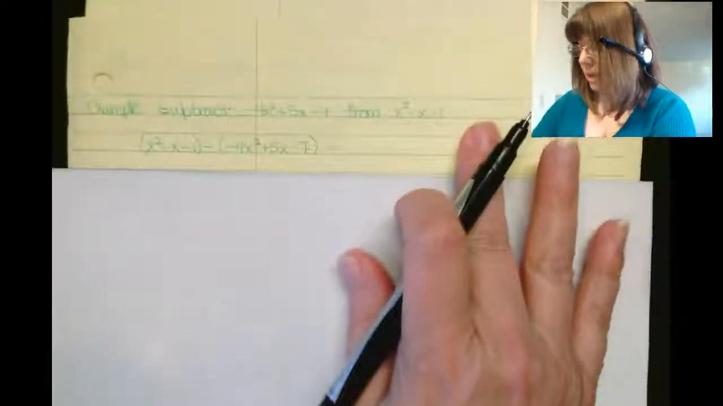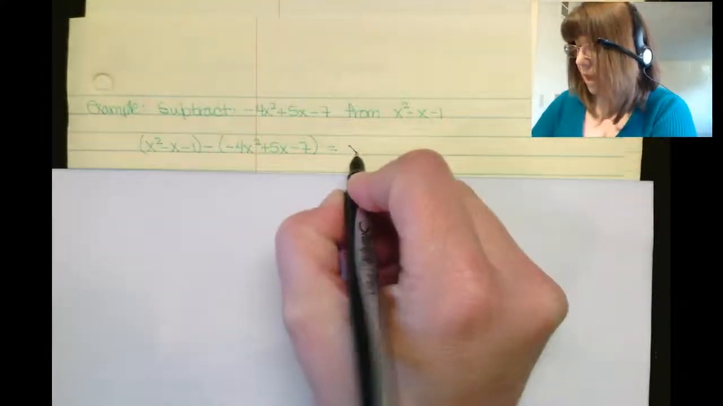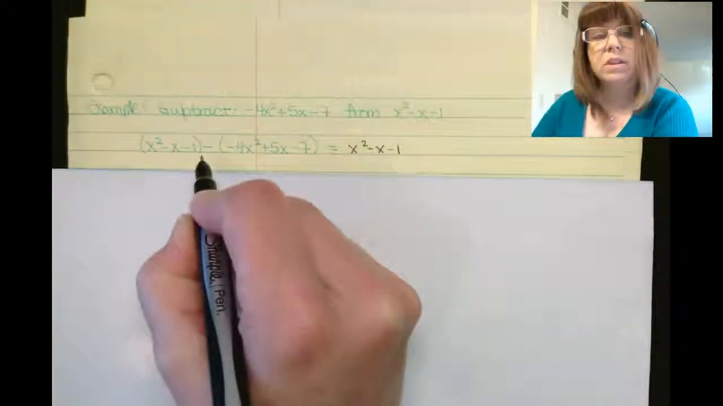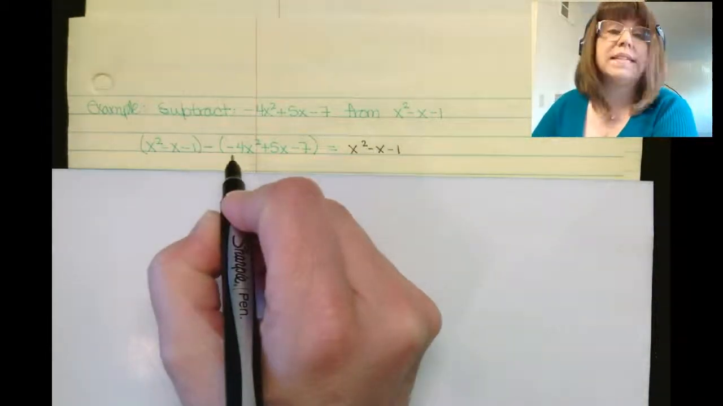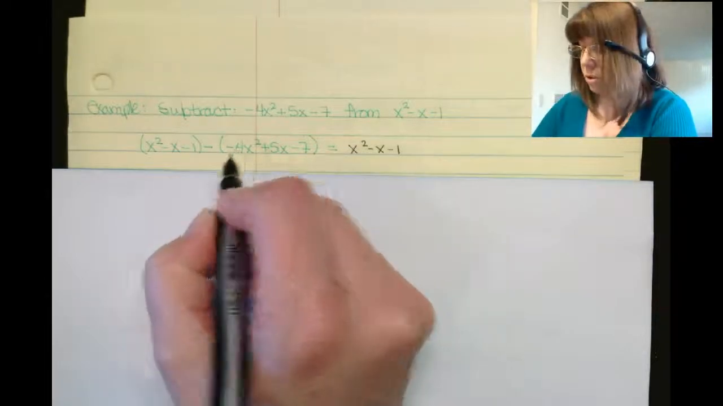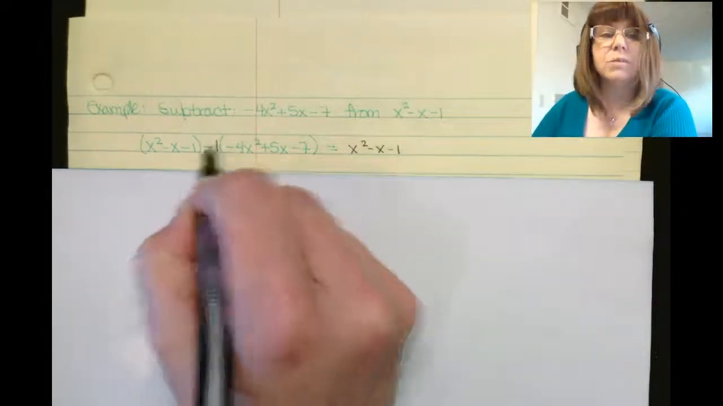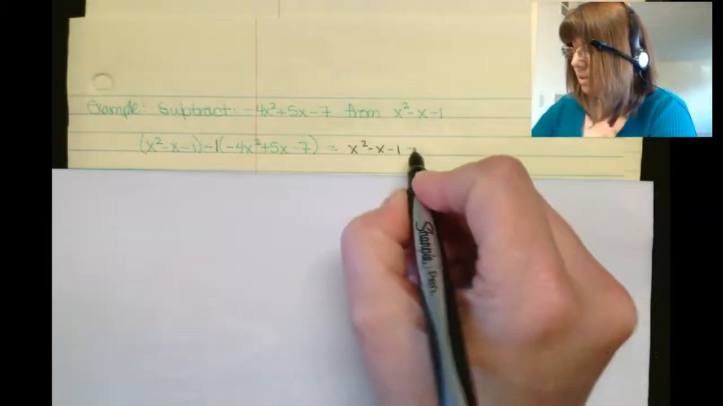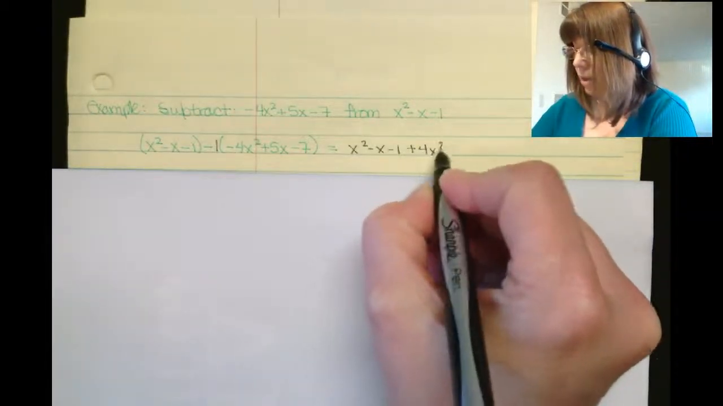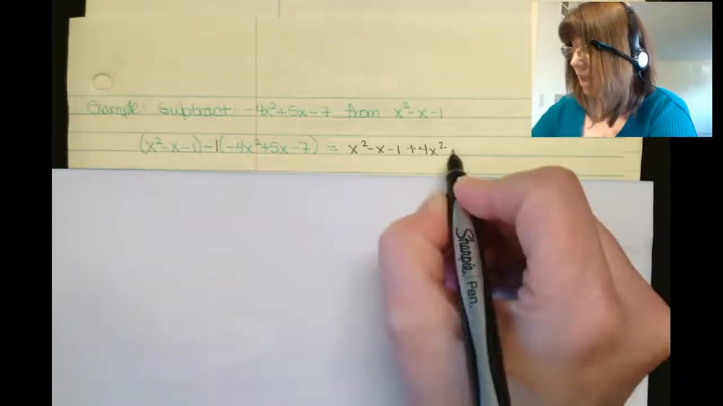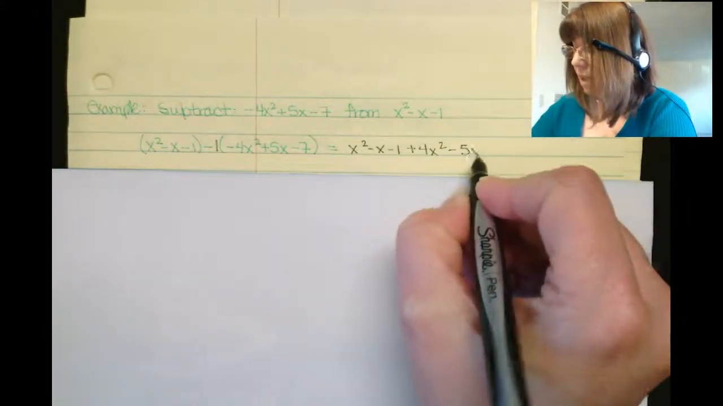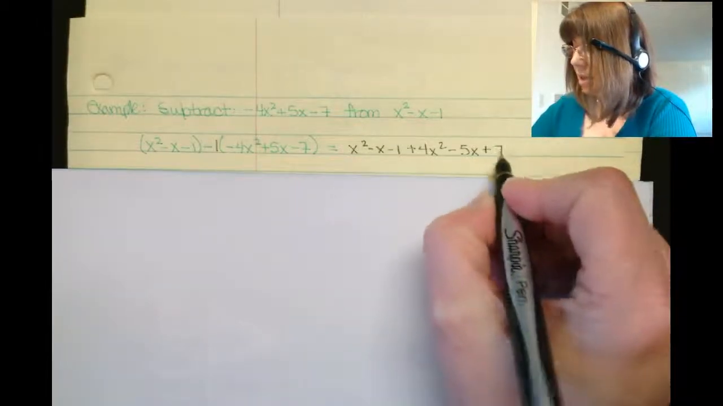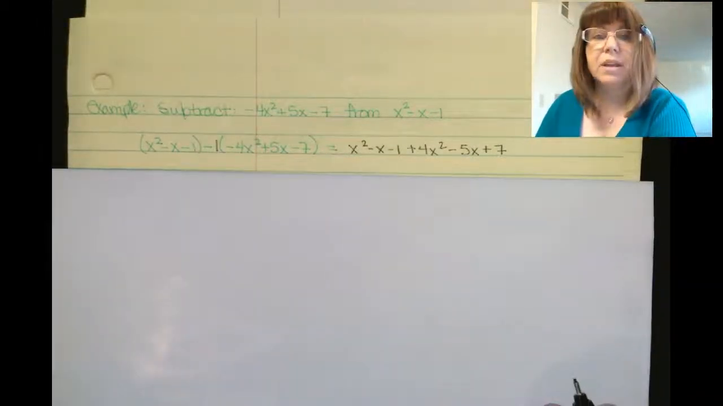Now I'm going to go ahead and work with the problem I have, x squared minus x minus 1, and distribute the subtraction across each of the terms. So I'm going to pretend like there's a negative 1 and multiply everybody by negative 1. Negative 1 times negative 4 is positive 4x squared. Negative 1 times positive 5 is negative 5x. And negative 1 times negative 7 is positive 7.